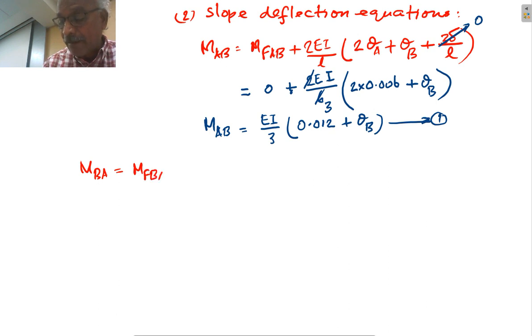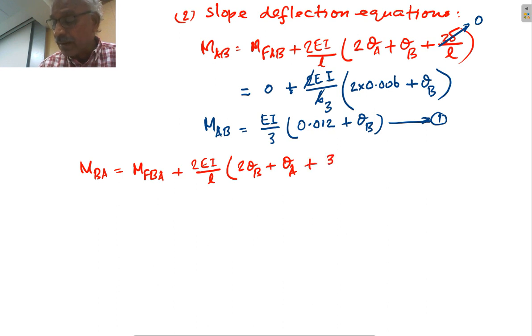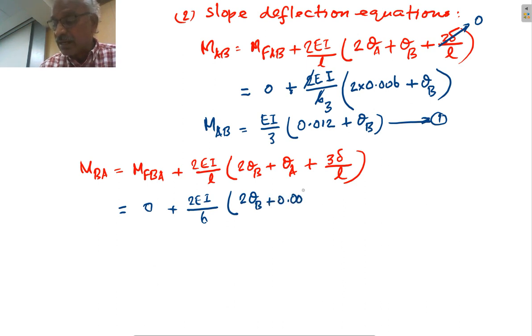MFBA plus 2EI by L into, for BA it is 2 theta B plus theta A, plus 3 delta by L. This is equal to MFBA, which is also 0, plus 2EI by L, with L equal to 6 meters, into 2 theta B plus theta A, which is plus 0.006, and delta is 0.